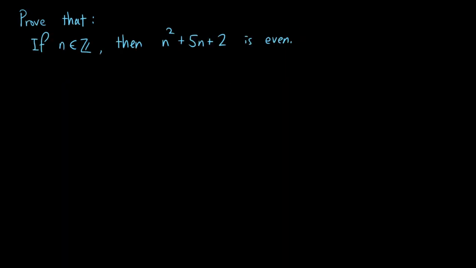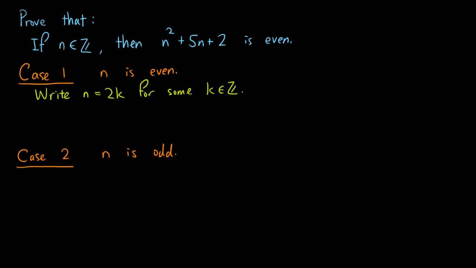Let's consider another example. If n is an integer, we want to show that n squared plus 5n plus 2 is even. Since we want to show that some number is even, it helps to divide the assumption into the cases where n is even and n is odd. First, consider when n is even. Then, we can write n as 2k for some integer k.